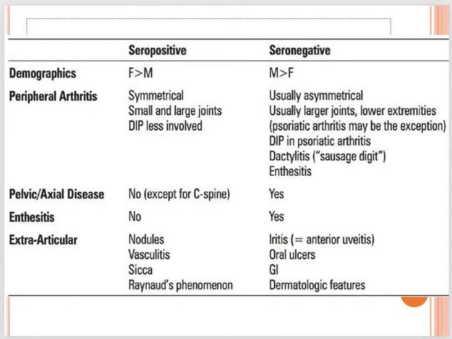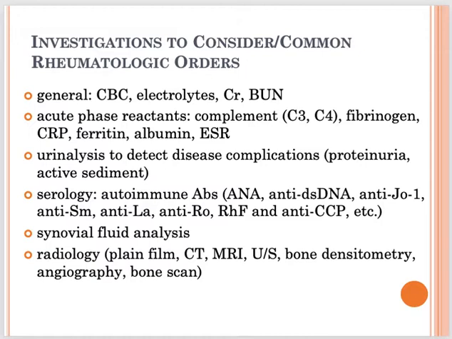Now, investigations. Of course, we will study investigations when we discuss each and every condition, but the general investigations can be done like CBC, which will tell you if there is any inflammation going on. CRP is very, very important for inflammatory conditions. Electrolytes, creatinine, and blood urea nitrogen. Why? Because in diseases like SLE and rheumatoid arthritis, there is kidney involvement. That's what is written over here. So we can check the complement system, CRP, ferritin which is an acute phase reactant, albumin, ESR.